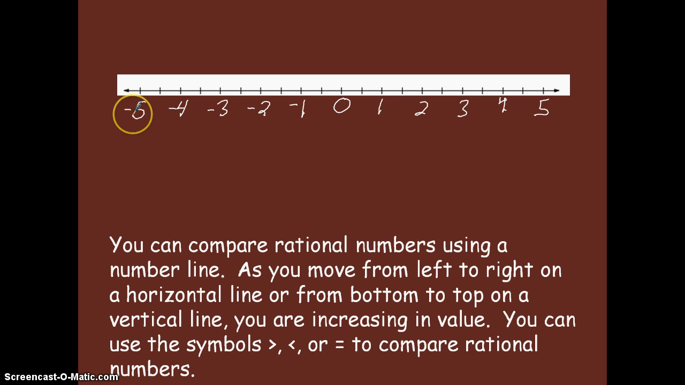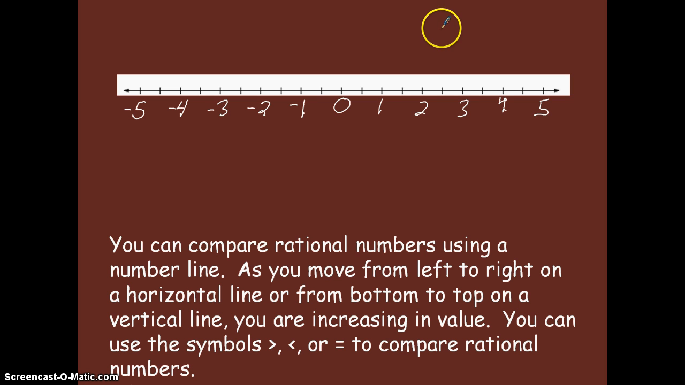On this number line, -5 is the least value of any of our numbers. -5 is less than -4. -4 is less than -3. -2 is less than +2. -1 is less than 5. So as we go from left to right, we increase in value. So as it is, our numbers here, our integers, our rational numbers here, are written in order from least to greatest. Now, you can compare rational numbers, like we said earlier, by using a number line.